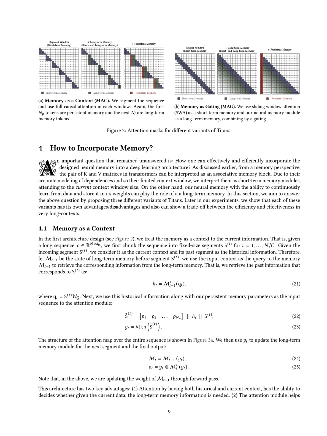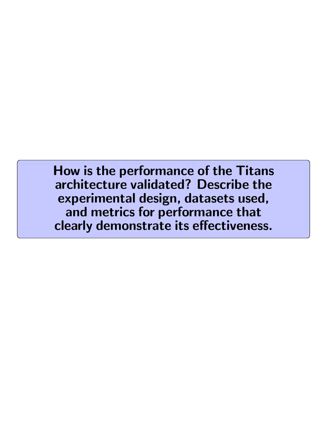Lastly, the design of Titans, particularly the memory as a context variant, allows for the retrieval of relevant historical information, enhancing the model's ability to handle long dependencies effectively, which is often a challenge for traditional architectures. How is the performance of the Titans architecture validated? Describe the experimental design, datasets used, and metrics for performance that clearly demonstrate its effectiveness.